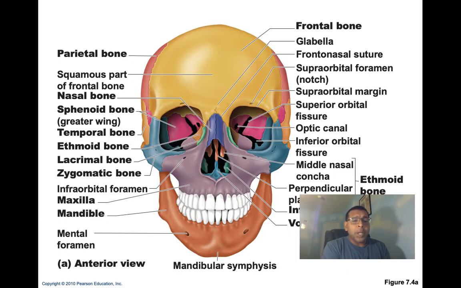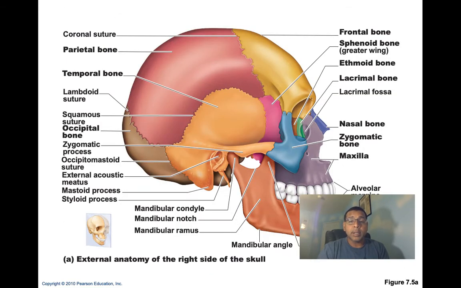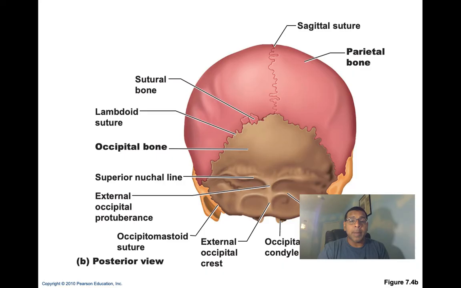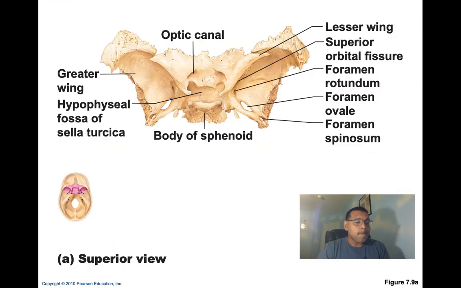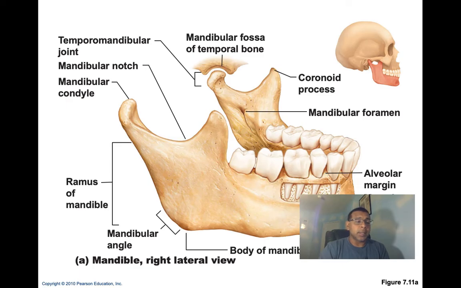Now, when we go through and check out the bones, the first bone we'll look at here is the mandible. So here we can see the mandible articulating with the rest of the skull. Here we can see a lateral view of that. And here we can appreciate just the mandible on its own. The mandible is the lower jawbone. It's the largest, strongest bone of the face.